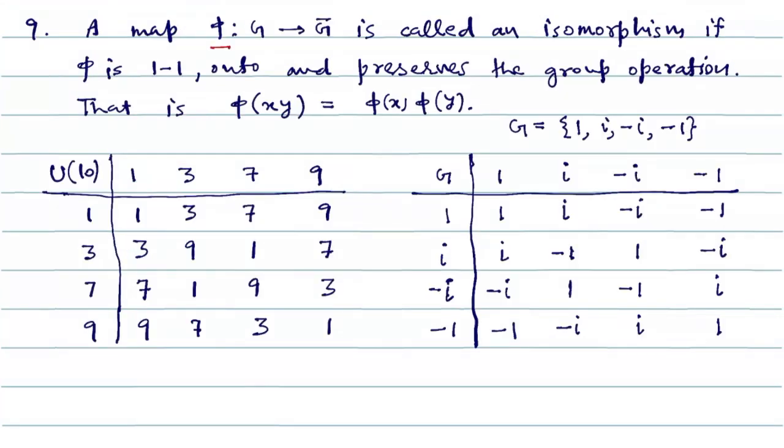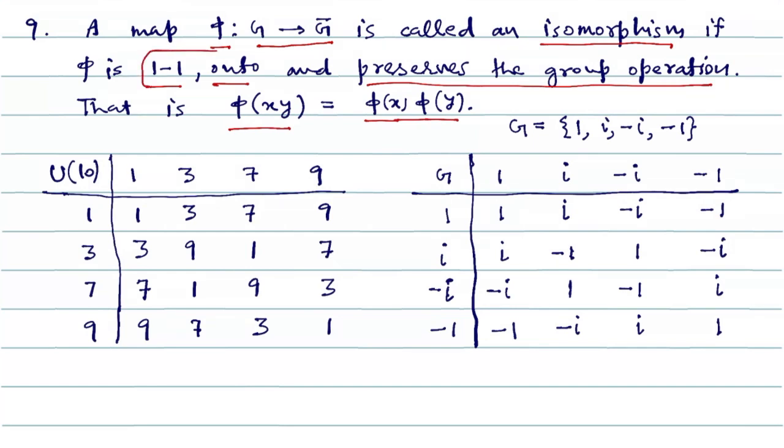A map phi from a group G to another group G bar is called an isomorphism if phi is 1-1 and onto and it preserves the group operation. That means phi of xy is the same as phi(x) times phi(y). Now this information that phi is 1-1 and onto tells us that G and G bar are of the same size. And this information that phi preserves the group operation tells us that these two groups G and G bar have the same structure.